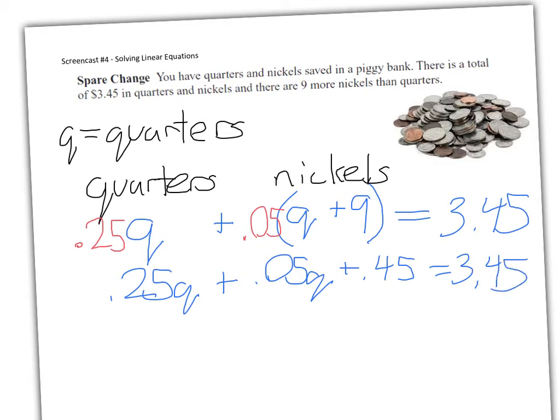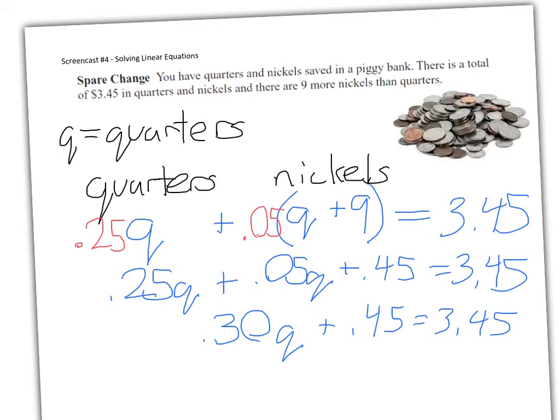Let's combine like terms, in other words, terms that have the same exact variable: 0.25q plus 0.05q. In other words, 25 cents plus a nickel is 0.30q. Now keep in mind, you could just write 0.3q. That's also correct. Plus 0.45 is equal to $3.45. And now we remember solving two-step linear equations, because that's what we have right here.